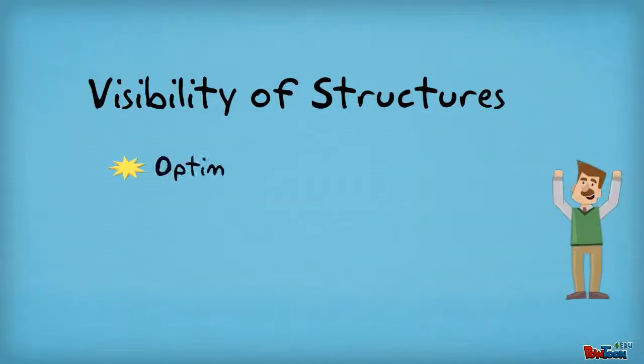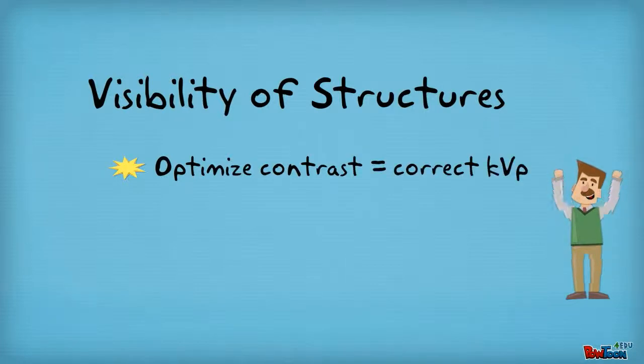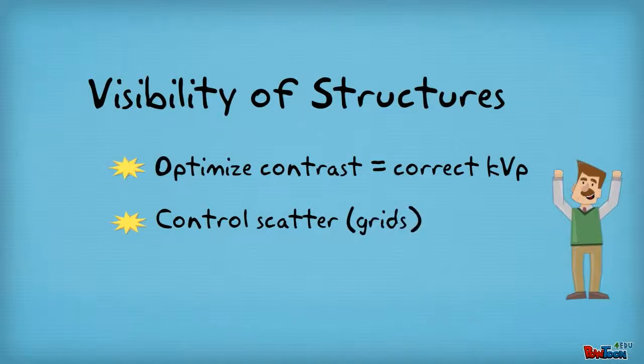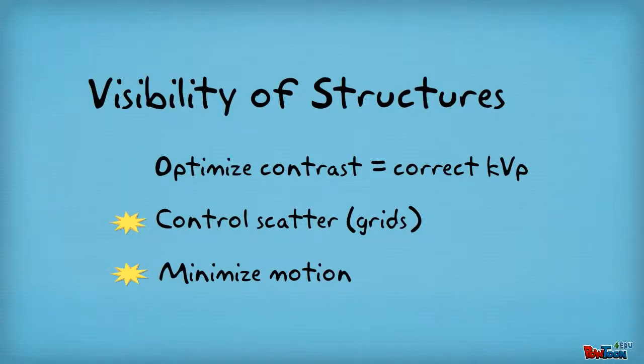Visibility of structures. You need to optimize your contrast for good visibility, which means using the correct kVp. You need to utilize grids to control scatter, and you also need to minimize motion. Getting rid of those two artifacts increases visibility.